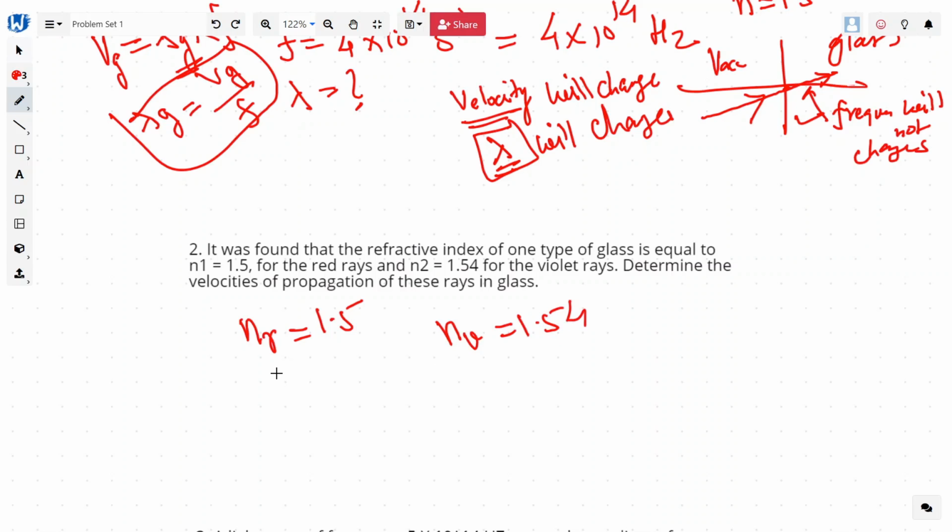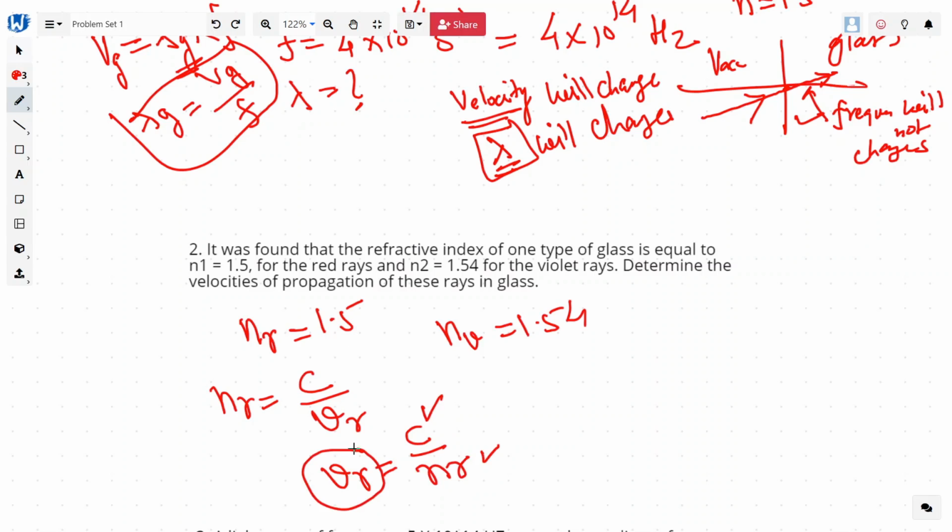Now simply by using the definition of refractive index, NR will be c divided by velocity of red ray. Okay, so velocity of red ray is going to be c divided by NR, and we know c and we know NR, and we can easily find velocity of red ray, and when you plug the numbers, it is going to be 2 into 10 to the power 10 centimeter per second.